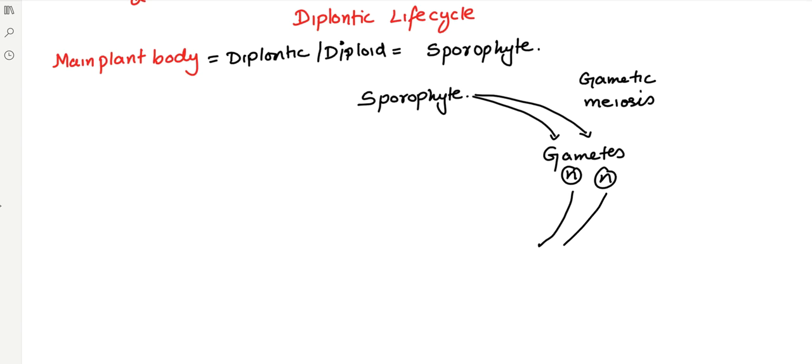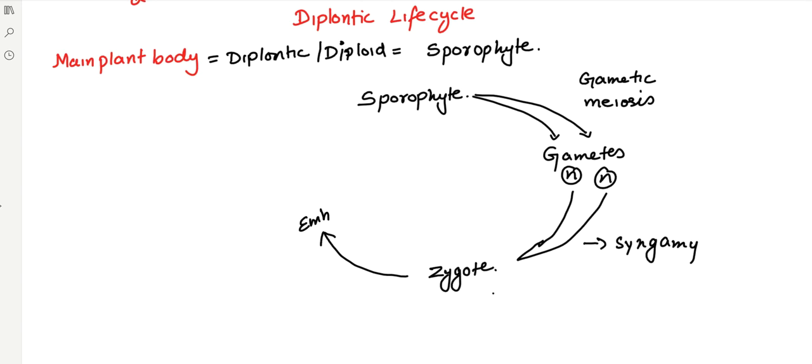Now, the gametes which are formed here will do what? They will undergo syngamy. Okay, so syngamy, they will produce zygote. Okay, this zygote will lead to the formation of, see, I'm adding some structures which are here like embryo. Because every diploid plant will have this embryo here, which will later lead to the formation of sporophyte.